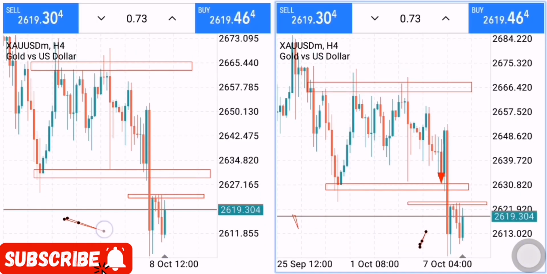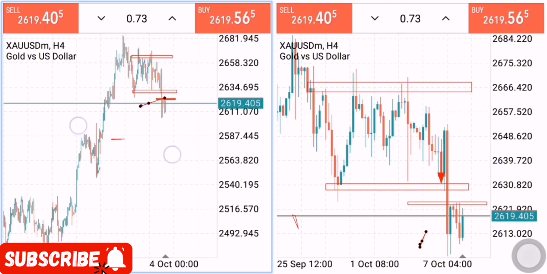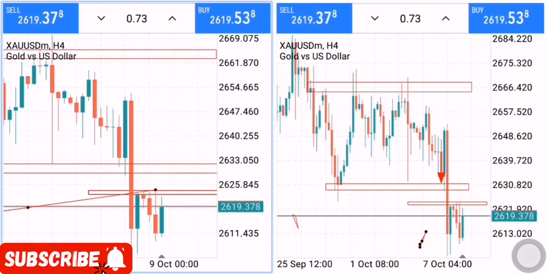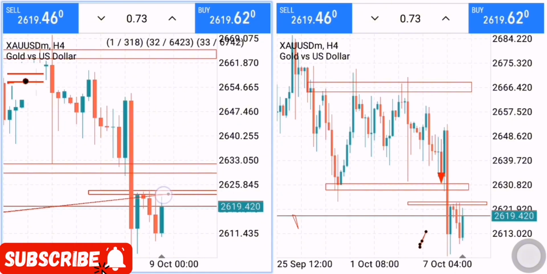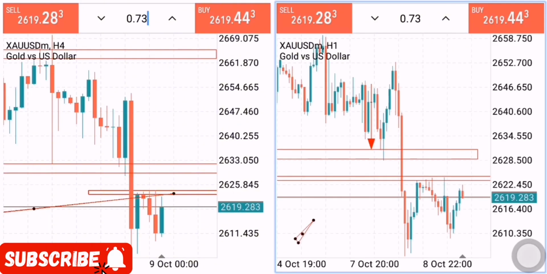Mark out this level from the 4-hour time frame where price has been trading below. Price is not breaking above the level. That was why we marked out the level. So when we scale down to the 1-hour time frame, you can see price created an area.